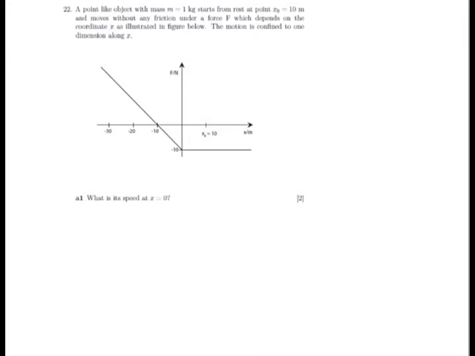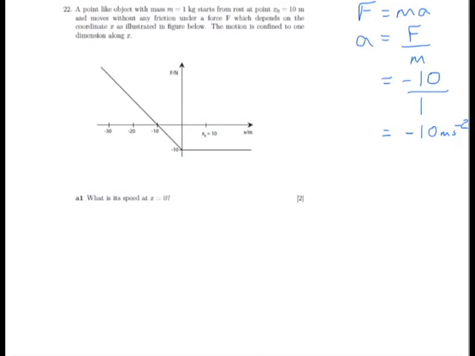So we first of all need to work out our acceleration. F equals ma, so therefore acceleration is the force divided by the mass. Our force here is minus 10, and our mass is 1 kilogram, so the acceleration is minus 10 meters per second squared. Now we can use the SUVAT equations to work out exactly the position of the object.